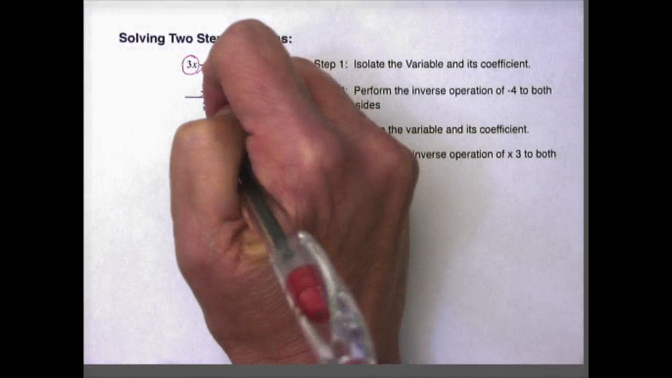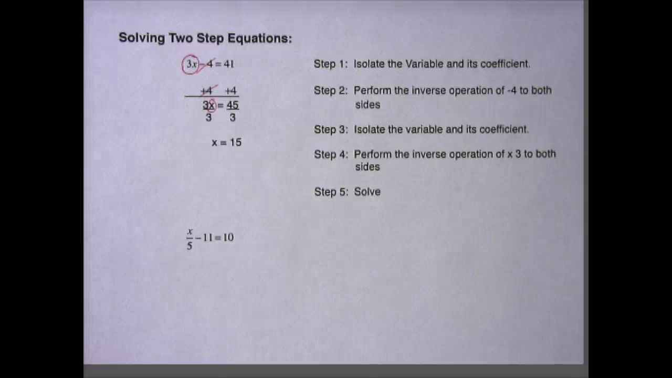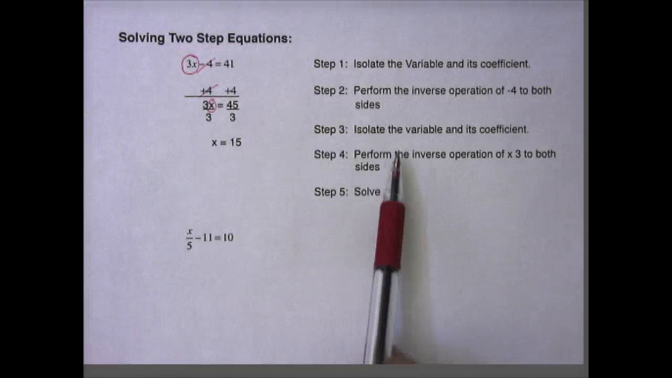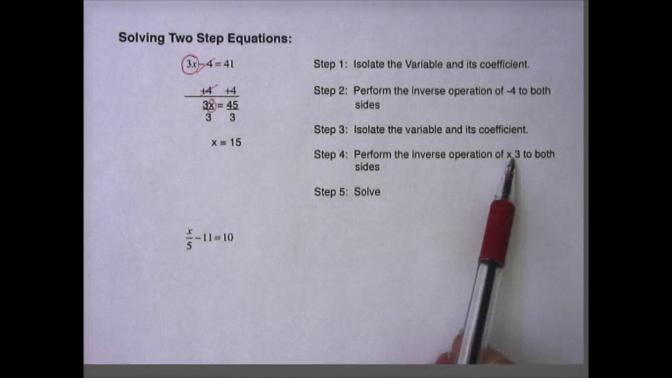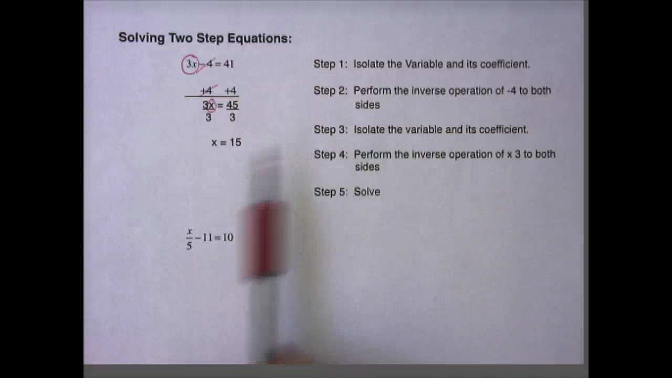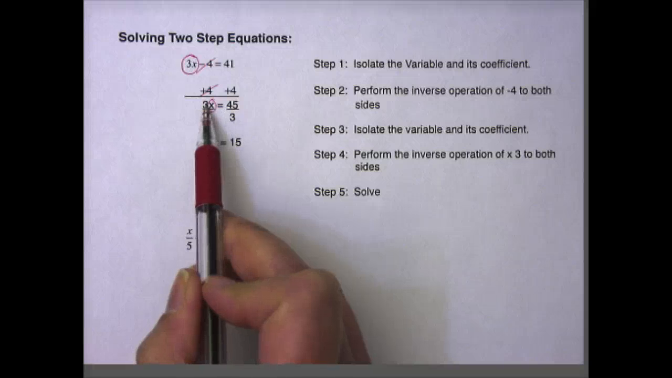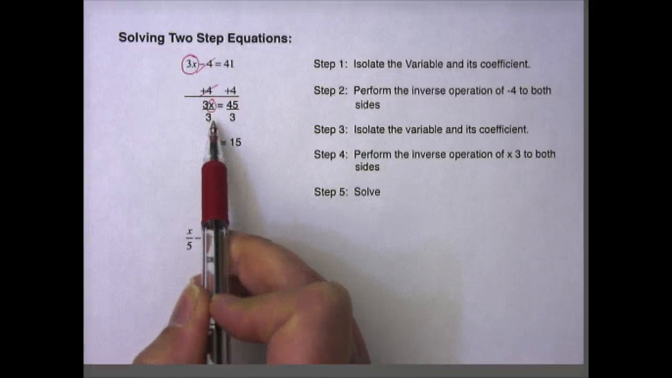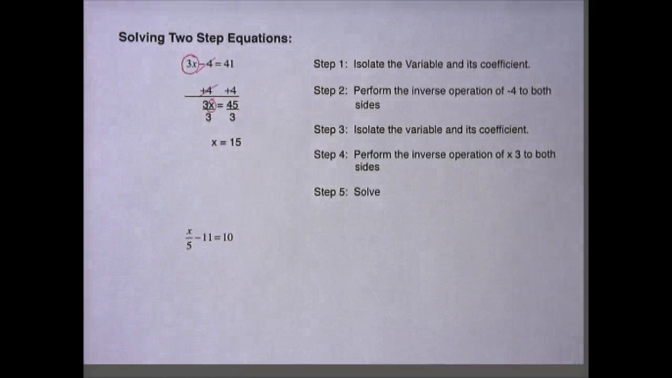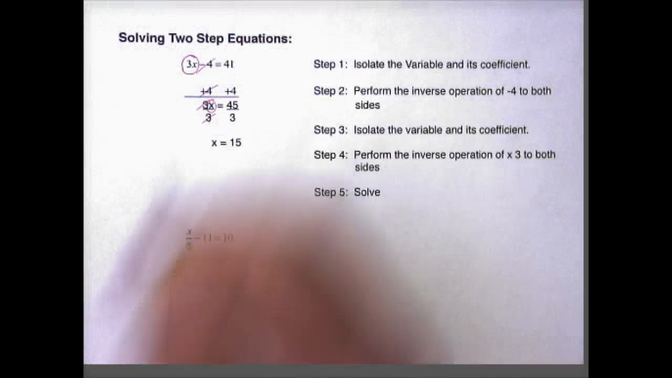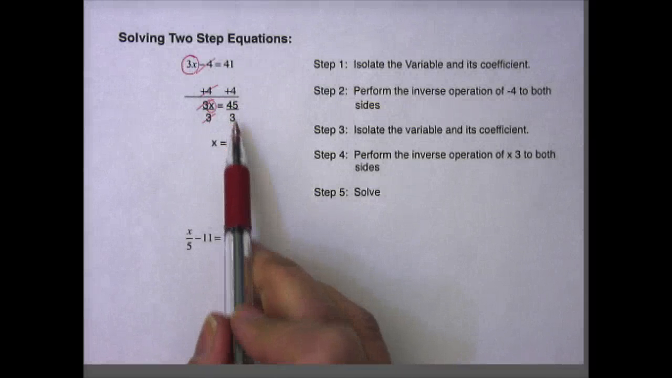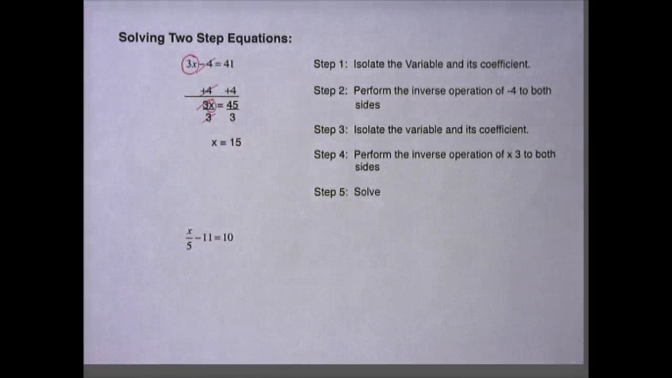Step 3 says isolate the variable and its coefficient. Well, this time we are trying to get x by itself. In order to do that, we need to perform the inverse operation of multiplying 3 to both sides by dividing both sides by 3. Because when we multiplied 3 by x, we now need to divide both sides by 3 because that's the inverse of multiplication. When you do that, these two are canceling. 45 divided by 3 is 15.